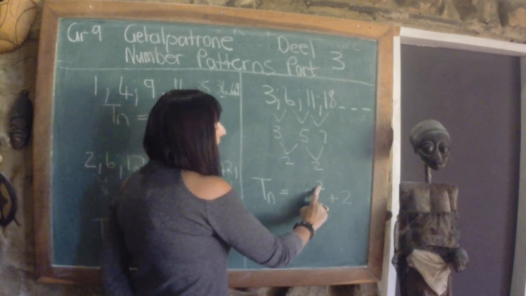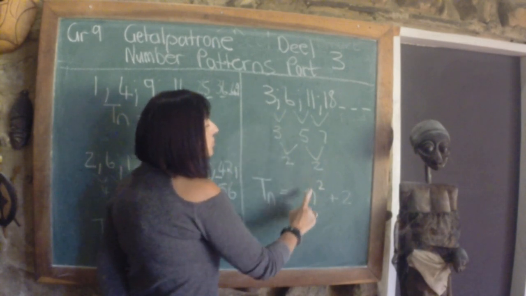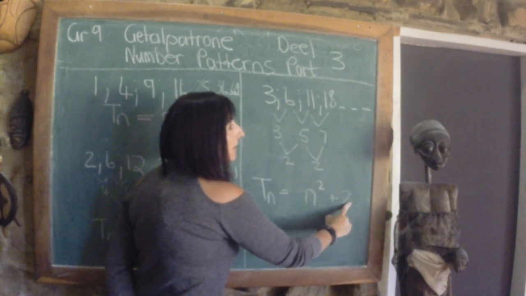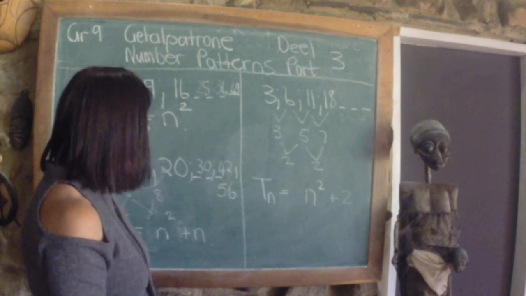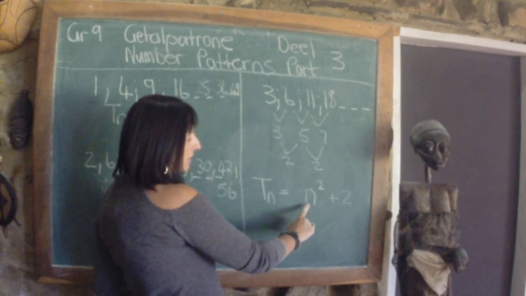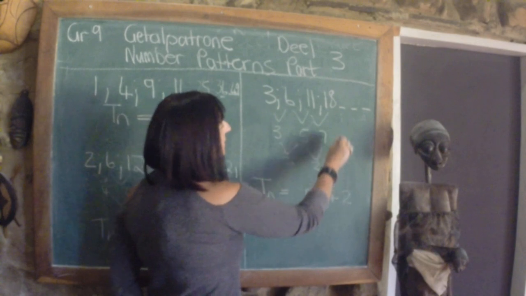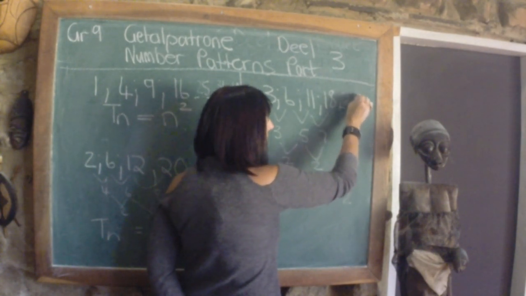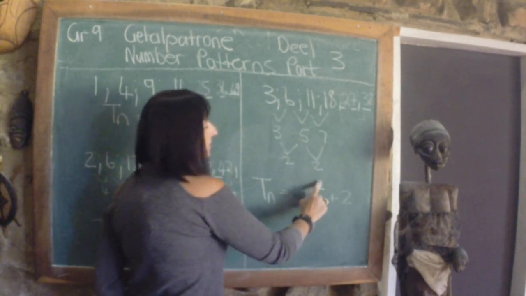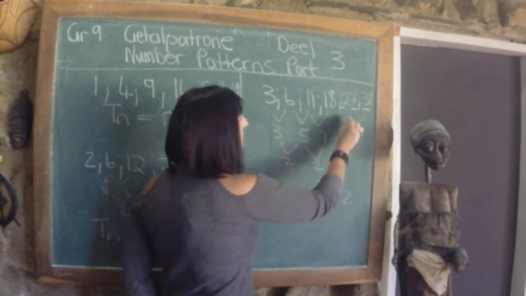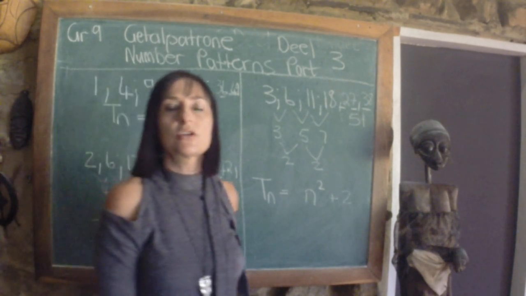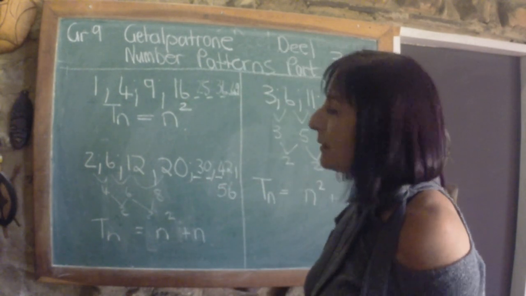If I've got 1 square plus 2, I get 3. 2 square plus 2, I get 6. 3 square plus 2, I get 9. Yes, it's working. Great stuff. So now I've got 4 square plus 2, dit gee 18. So die volgende een gaan wees 5 kwadraat plus 2, so my volgende term gaan 27 wees. 6 kwadraat plus 2 is 38 en 7 kwadraat plus 2, 7 kwadraat is 49 plus 2 is 51. I can write down my Tn and I can answer all the questions regarding this funny number patterns.